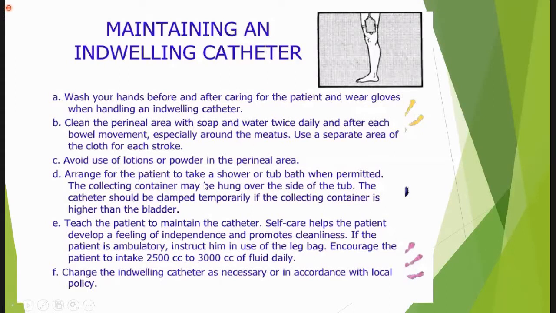Arrange for the patient to take a shower or a bathtub when permitted. The collecting container may be hung over the side of the tub. The catheter should be clamped temporarily if the collecting container is higher than the bladder. Teach the patient to maintain the catheter. Self-care helps the patient develop a feeling of independence and promotes cleanliness.